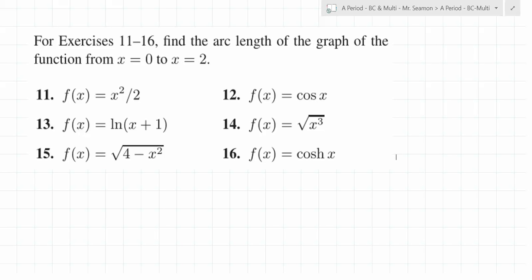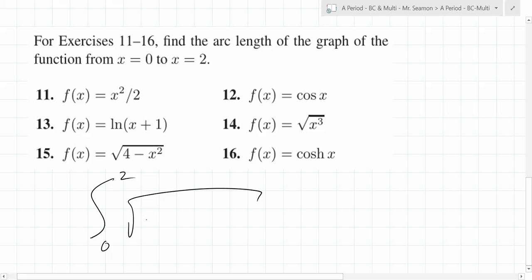Okay, so for 13, yes, Mr. Seamon. The arc length is going to be the integral from what to what? From 0 to 2 of the square root of 1 plus what? So it's the derivative of 1 over x, 1 over x plus 1 squared, dx. Yeah, there it is. Nice. Find the arc length.